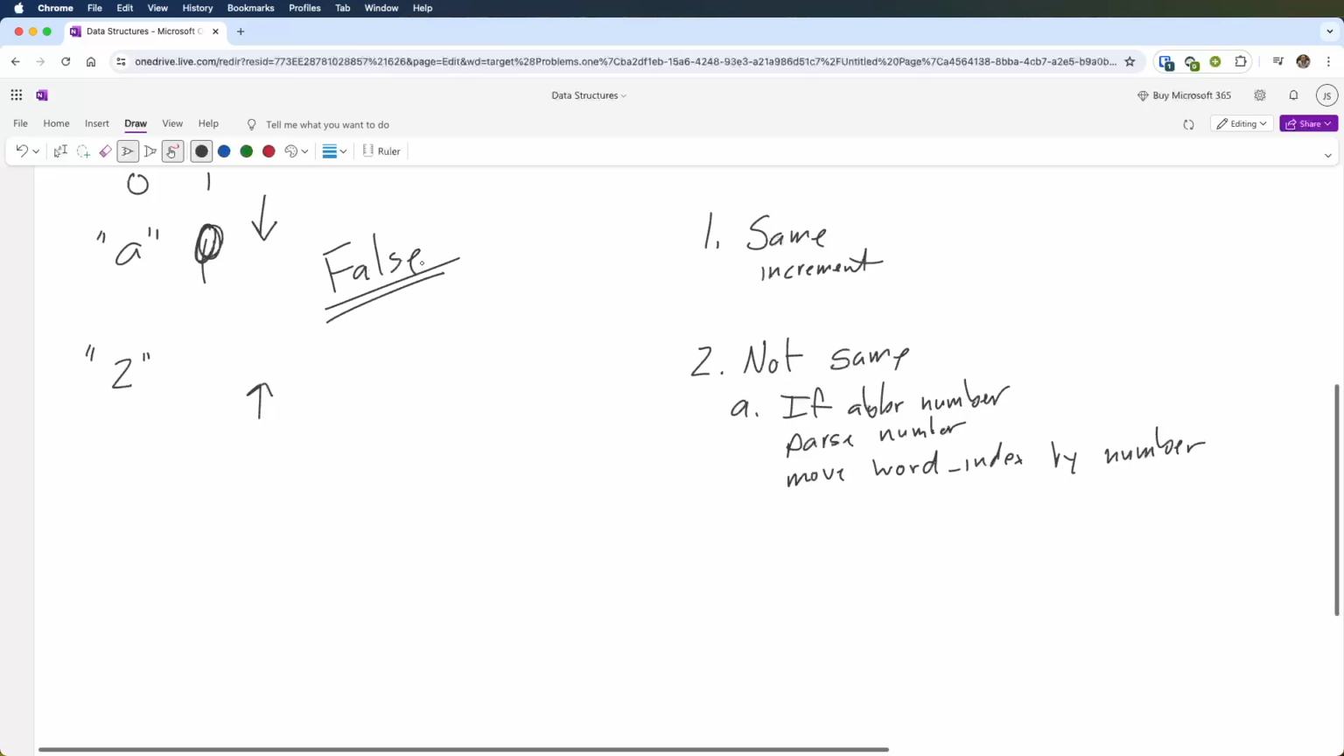So another edge case we have to consider is if our abbreviation gives us more characters and we end at a greater index than we actually have as part of our word. So let's hop over into the code and see exactly how this works.